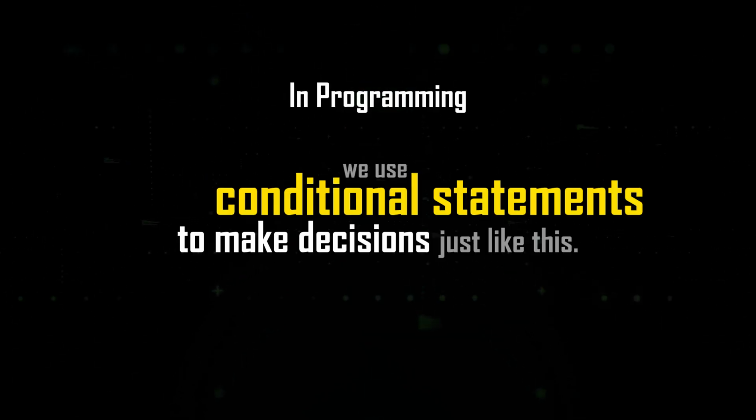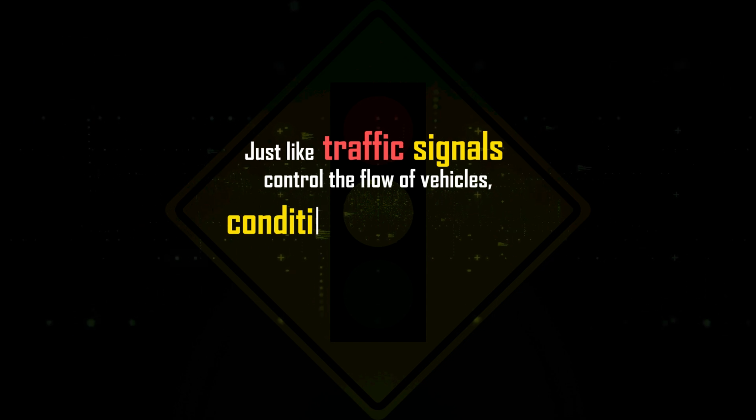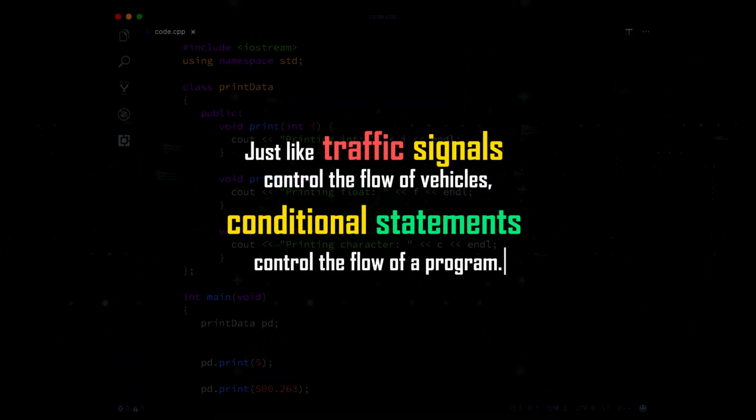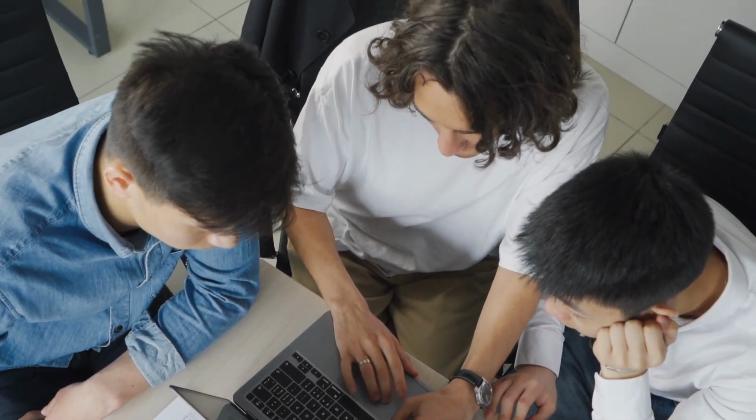Simple, right? Well, in programming, we use conditional statements to make decisions just like this. Just like traffic signals control the flow of vehicles, conditional statements control the flow of a program. Let's now break down how conditions are handled in programming.